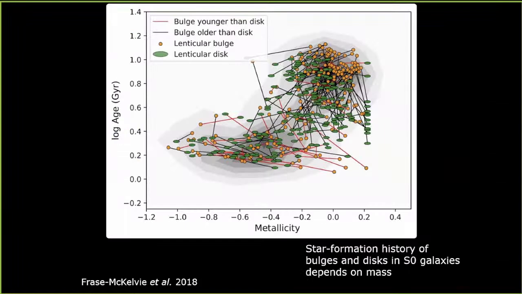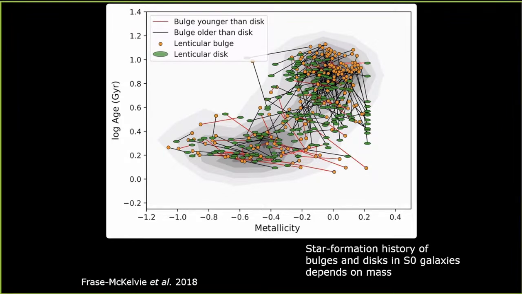And then this is the most complex diagram I've ever published in my life with anybody, in which we put all the lenticular galaxies in the same diagram. Look, the circles mean the bulge, the disk, again, the age here, and the metallicity here, and each two points correspond to the same galaxy. The bulge is linked with its own disk. At the top, these are mostly massive galaxies, these are mostly low mass galaxies.